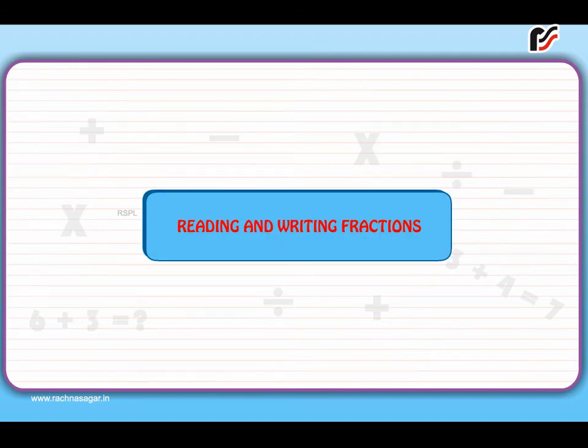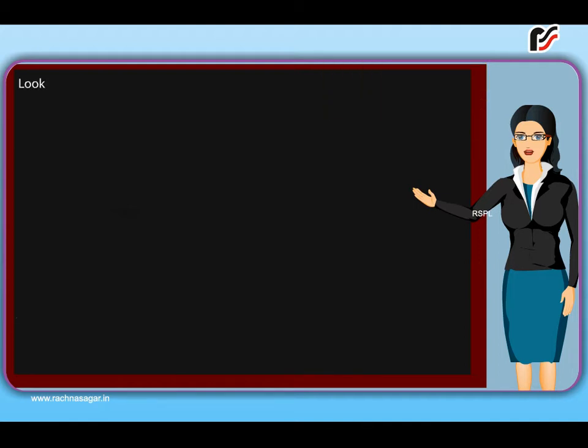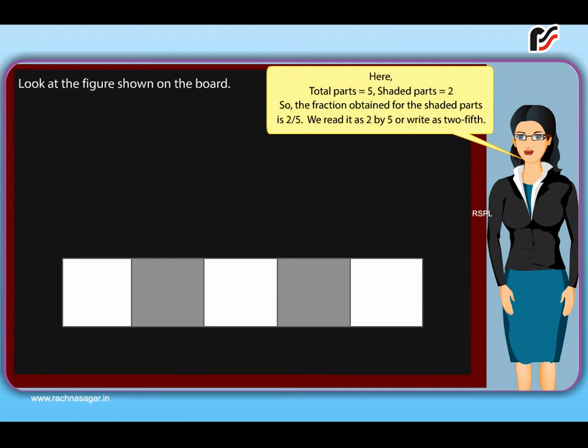Reading and writing fractions. Children, today we will learn to read and write fractions. Look at the figure shown on the board. Here, total parts is equal to 5, shaded parts is equal to 2. So, the fraction obtained for the shaded parts is 2/5. We read it as 2 by 5 or write it as 2/5.